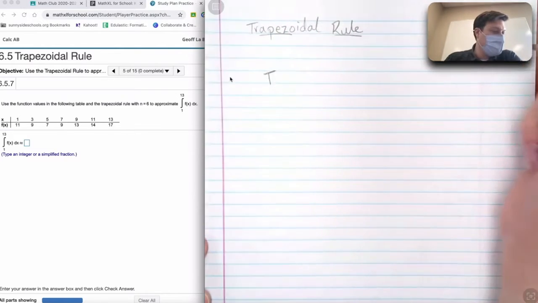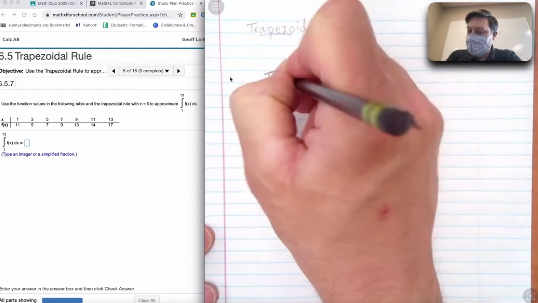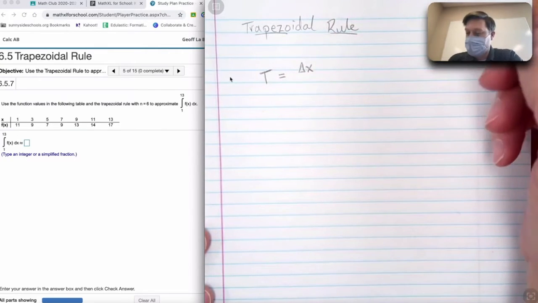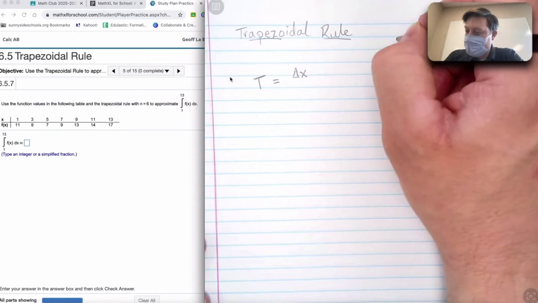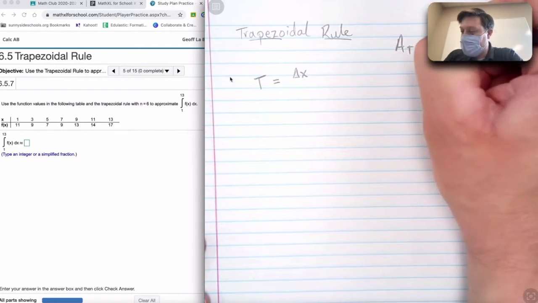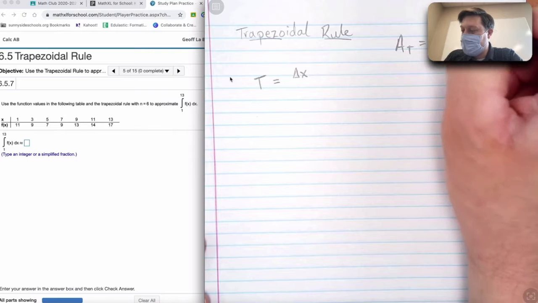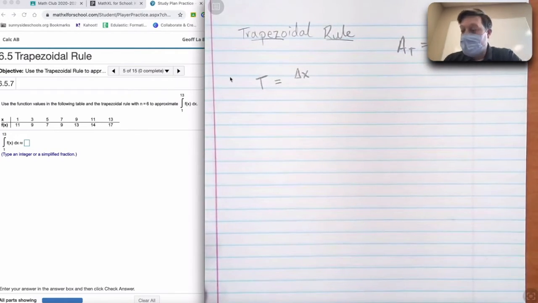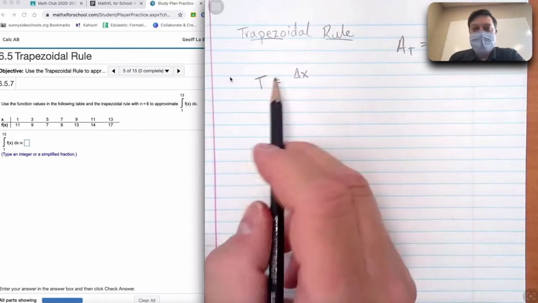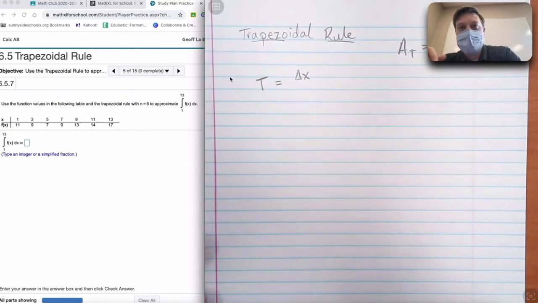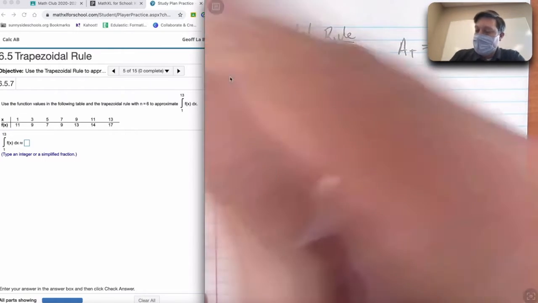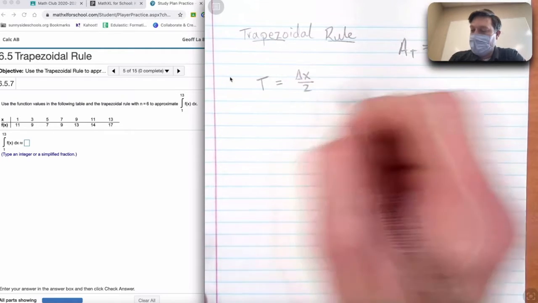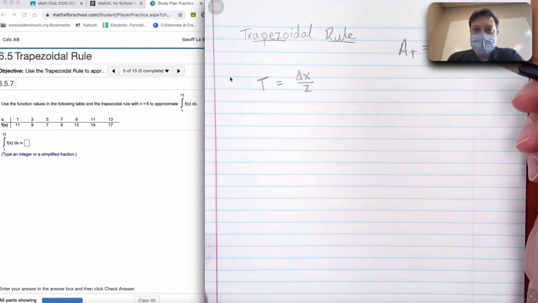The trapezoidal rule is written... let's see, where do we find it? We can reference this from the text. It's h over 2, with delta x representing our h. So think about the area formula for a trapezoid. The area formula for a trapezoid is h over 2 times base 1 plus base 2. That's right, h over 2 times base 1 plus base 2, the area of a trapezoid. We're going to use that same structure when we design the trapezoidal rule for finding the approximate area under the curve.